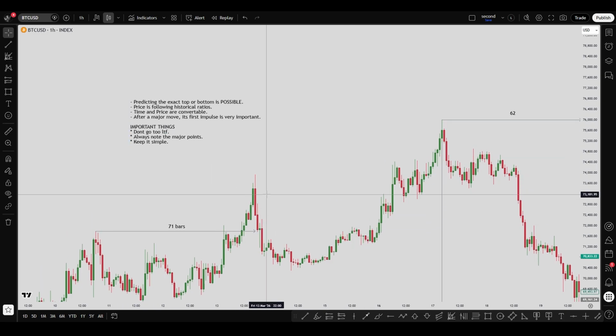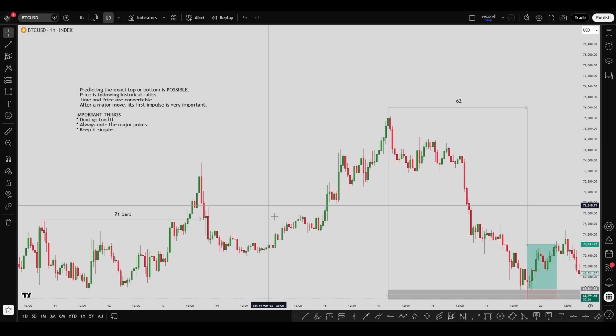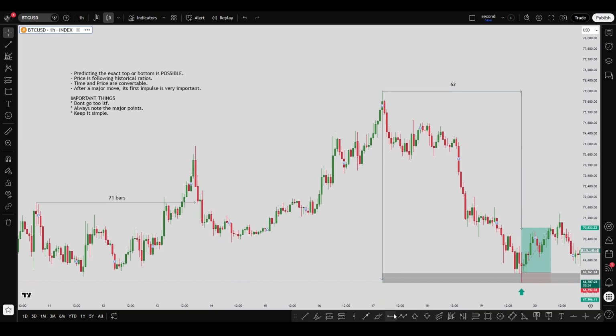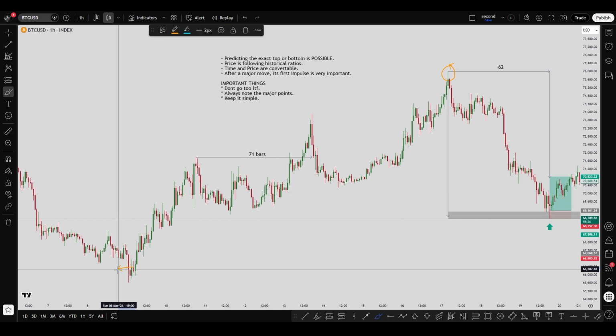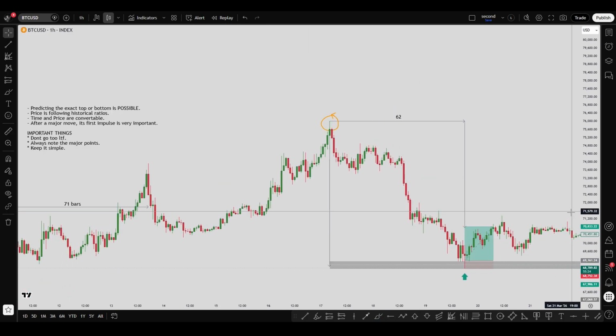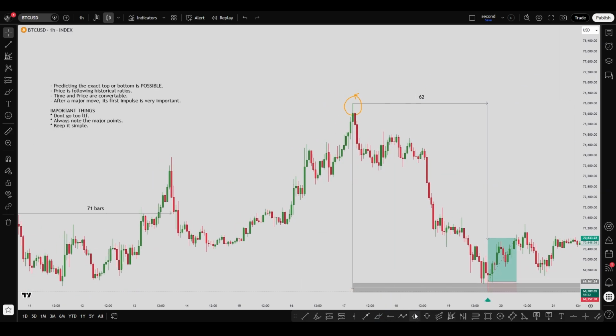After a major move, its first impulse is very important. So what I mean by that, we know after this move that this is a major point and this guy is a major point also. So their first pullback is the most important point.